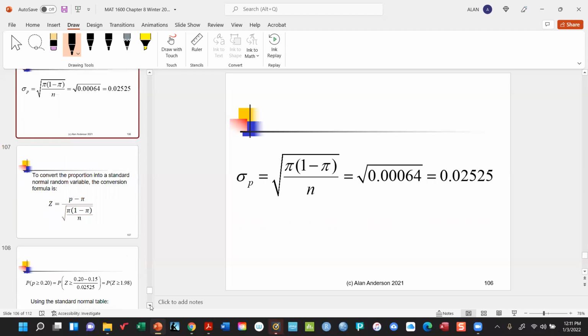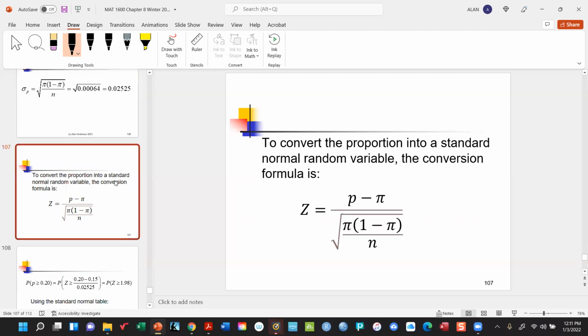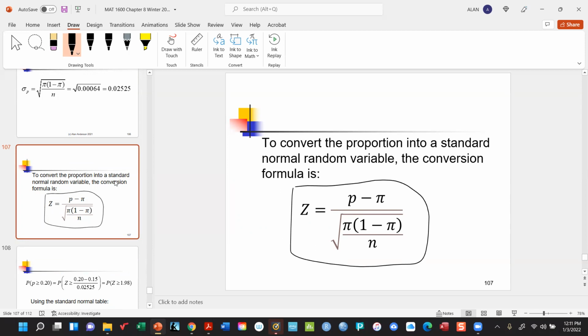All right, so as we've seen, this is how we, now for this case, this is the conversion into a standard normal random variable. Now, if you wanted to write it differently, this is just the expression. That's what it is. We just filled in the variables. Now, in our case, this number is 0.15. And this entire denominator is 0.02525. We've already calculated that by plugging in the numbers.